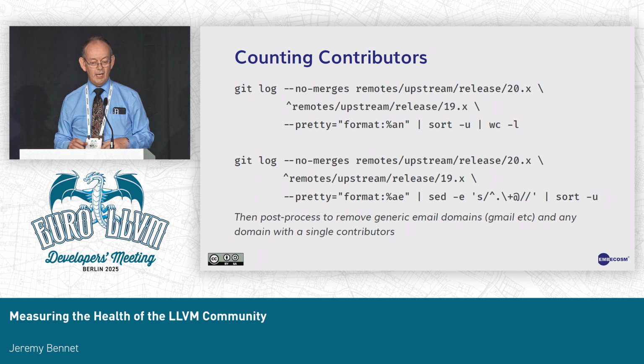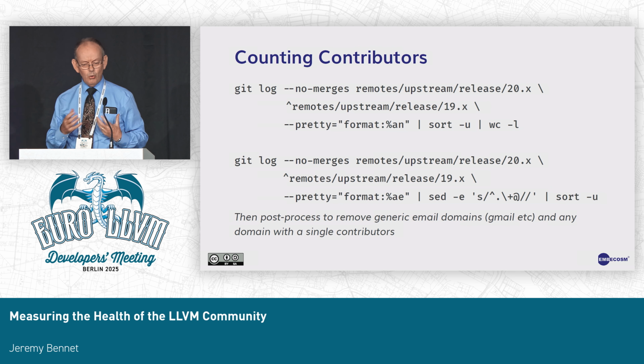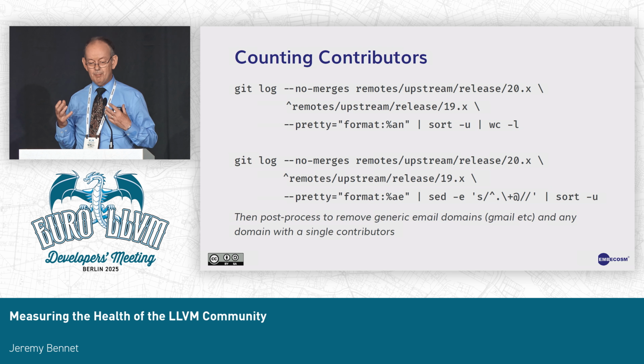We can go into a bit more detail, and we can count contributors. And we can do that in two ways. We can look at the names of people. That's quite good if people change companies that they're working for. They're still the same person. But we can also look at the email addresses of the people who are committing and the authors of these commits, and from that, extract the domains they come from. And if we get rid of domains like Gmail and so forth, the domains are quite a good proxy for the number of different companies that are contributing to LLVM.